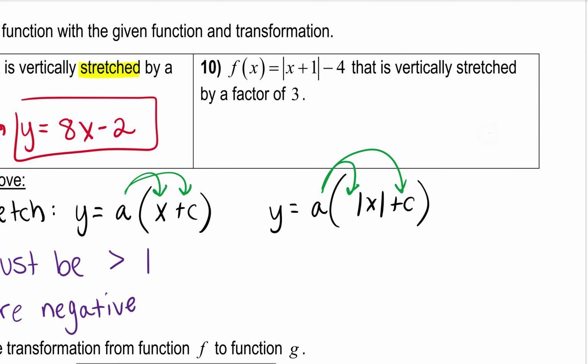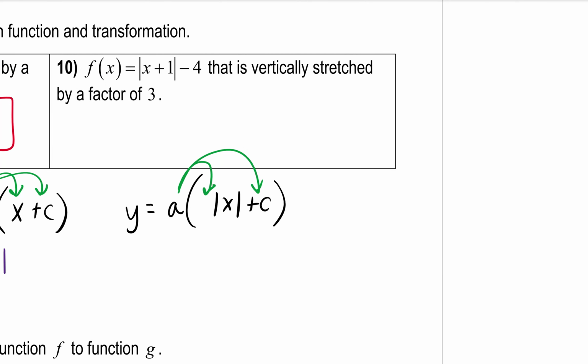Okay. Let's go to 10. Same thing. I have my absolute value function. I'm stretching by a factor of 3. So now I just throw a 3 in the front of everything and distribute. So I have my 3 parentheses, absolute value x plus 1, and that's hard to see. Looks like 1x, it's absolute value. Minus 4. And I can distribute this 3.